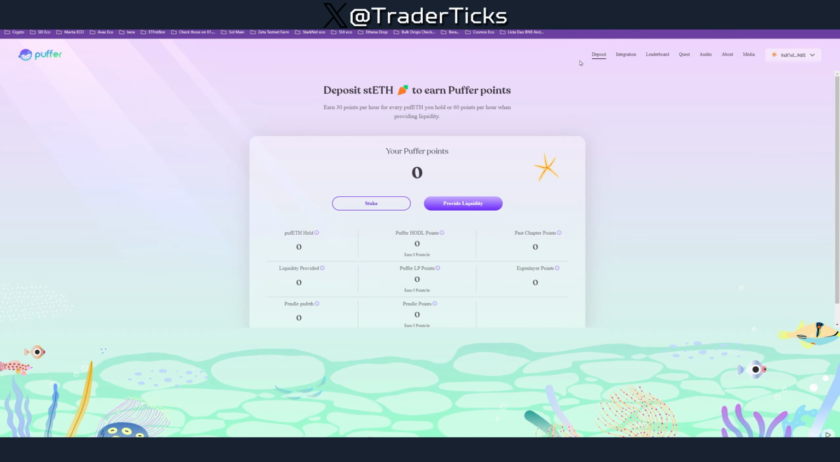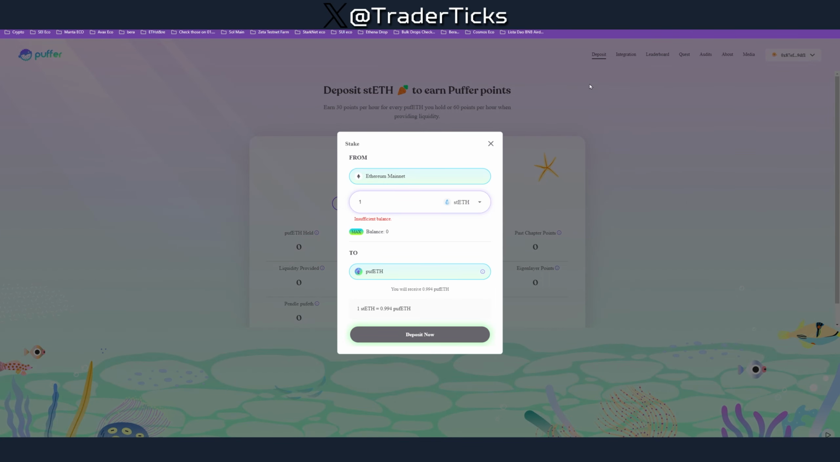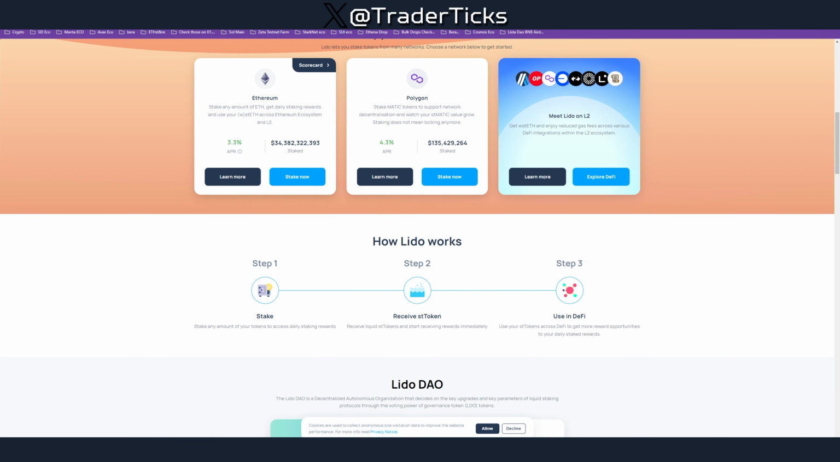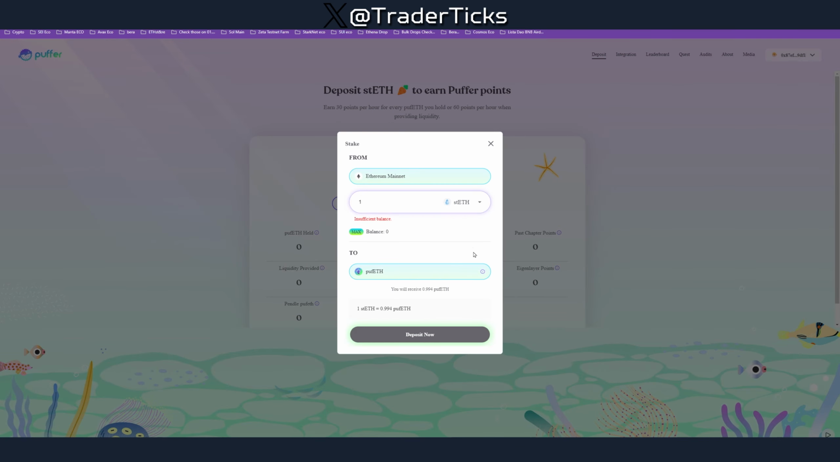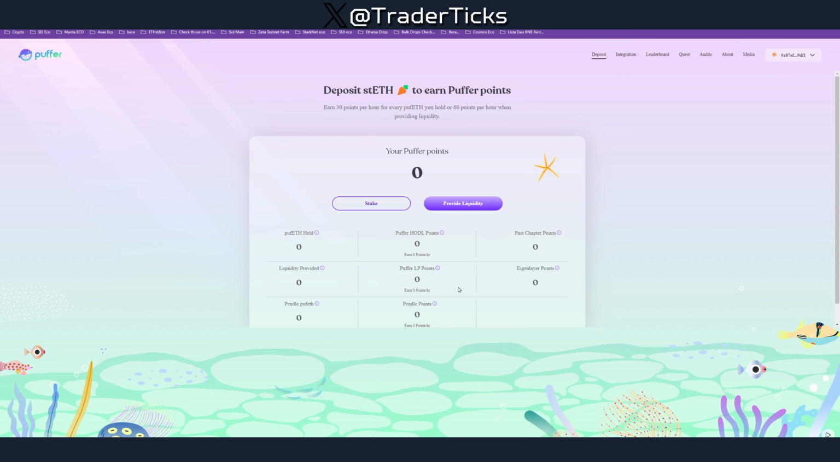Moving on, we have Puffer, and here again you can stake, and you can use Lido here to stake Ethereum, get your stETH and stake it here. And again, you can farm the Puffer points, and you're gonna farm also EigenLayer points. Personally, I'm not allocated in those two, but they're out there, they're popular, a lot of people use them, so just want to put the word out.